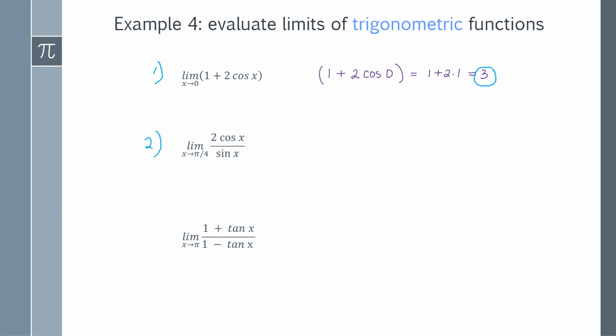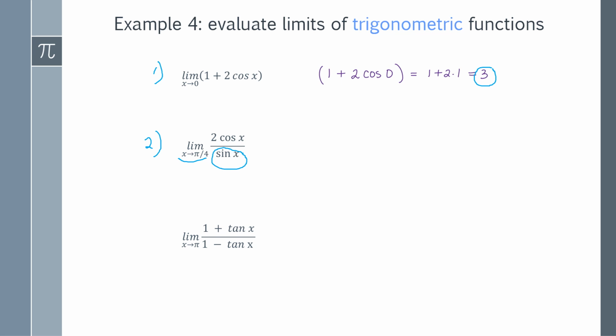Here we have the limit as x goes to pi over 4 of the expression 2 cosine x over sine x. Now, both cosine and sine are defined for all values of x. However, sine here is in the denominator, so we need to be careful. So this is the case where we say, okay, what is our x approaching? Is it approaching one of the values where sine is going to be 0? And for this particular problem, the answer is no.